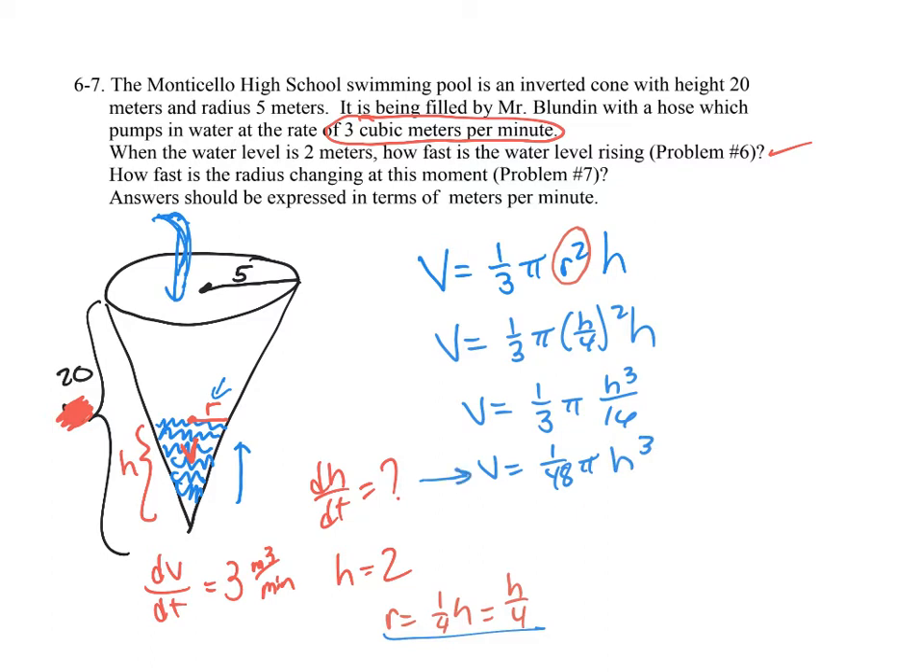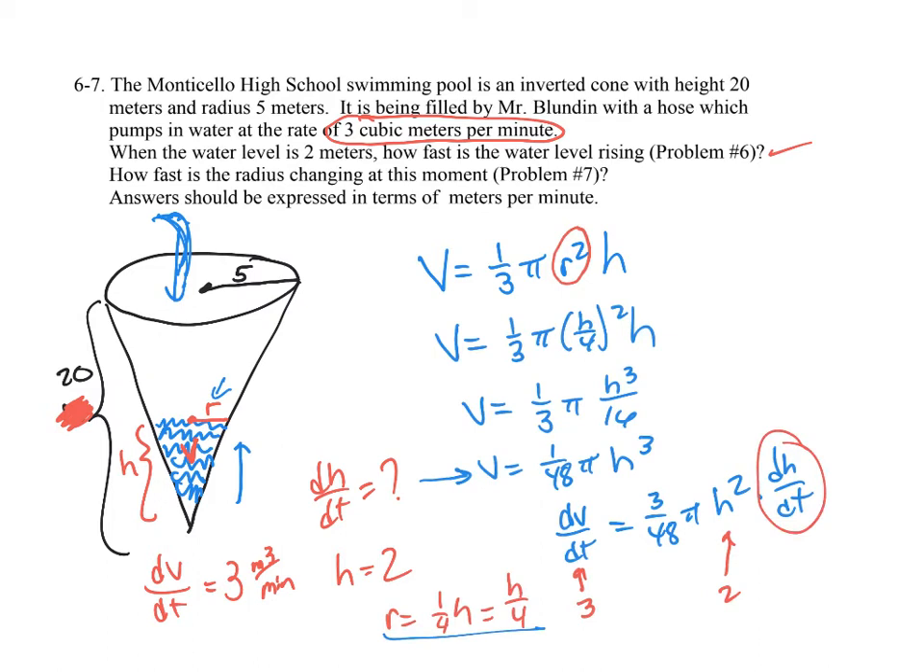And then I'll plug my numbers in. So the derivative would be dV over dt, for the V equals 3 over 48 pi h squared times dh dt. And to finish this problem off, what I need to do is plug in 3 right here, plug in 2 for h, and then solve for dh dt.